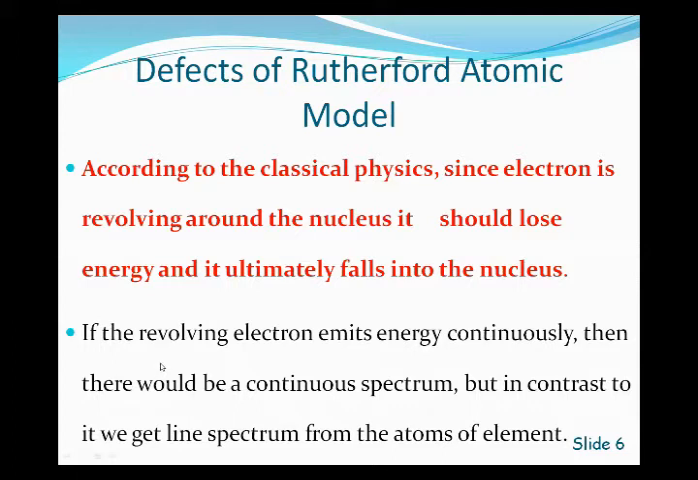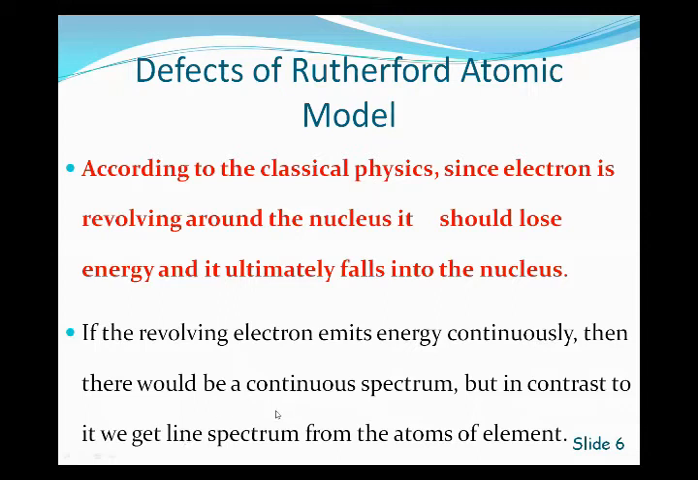A spectrum is when white light passes through a prism. So white light is divided into 7 colors. This is called a spectrum. What is a spectrum? When white light passes through a prism, it splits into 7 colors. This is called a spectrum. Now spectra are of two types. One is a continuous spectrum and one is a line spectrum.